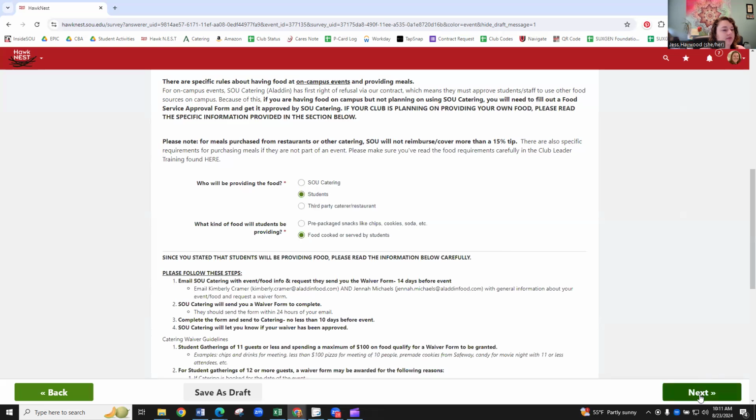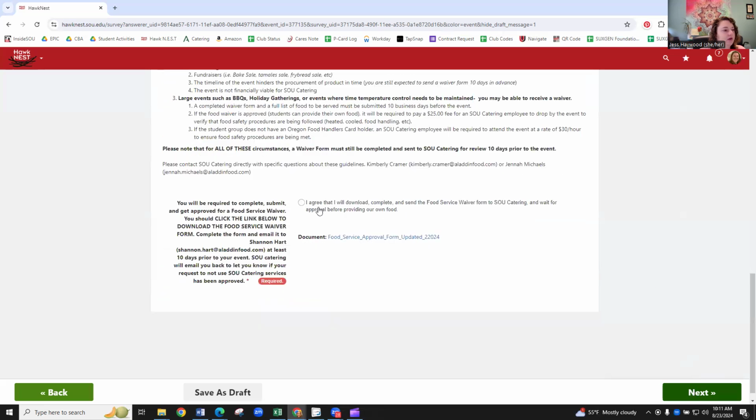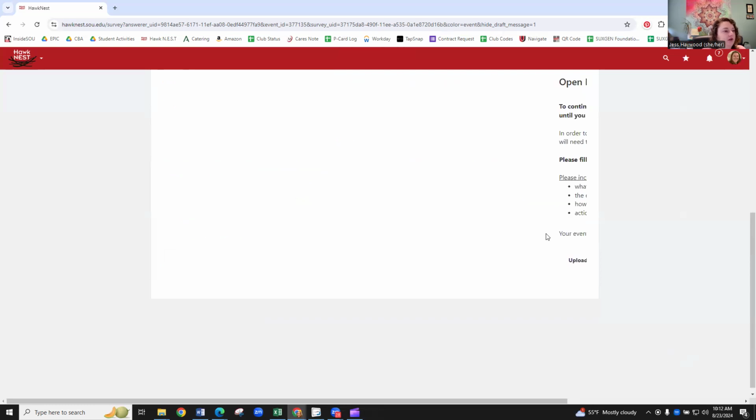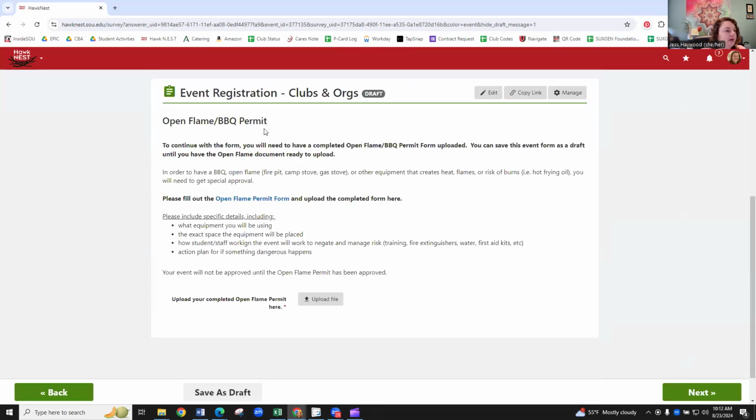For the next section, we are going to see some more questions pop up. Oh, I didn't click something. There you go. So now we've got the open flame barbecue permit. This is not going to be a very common thing that you're going to use, but if you are planning on doing anything with a flame or a barbecue or a grill or hot oil, you do need to click on this permit, download it, fill it out, and then upload it. And that will be sent to risk management for approval.